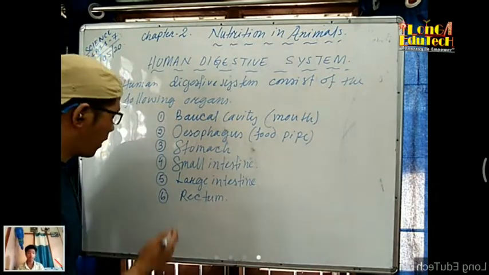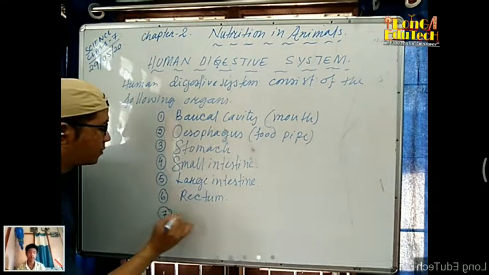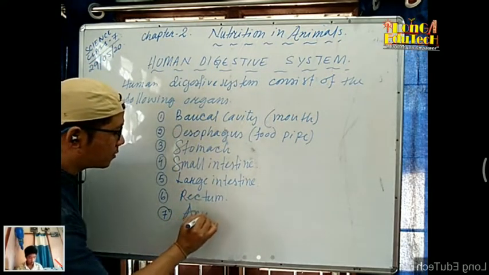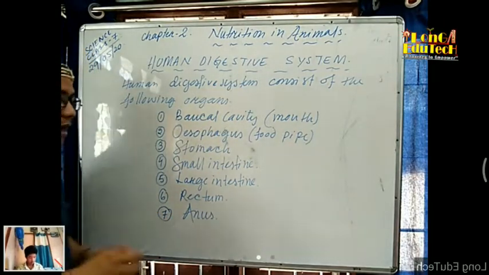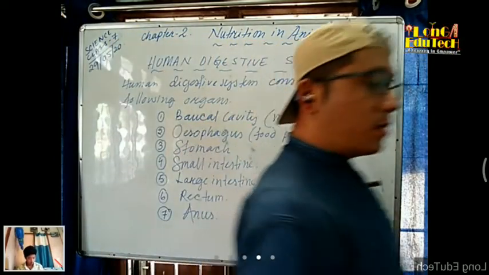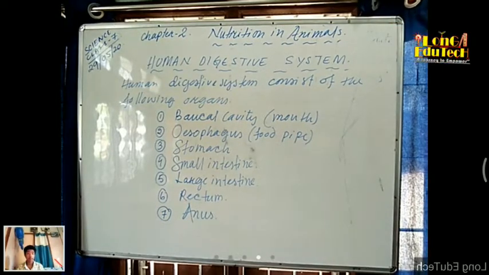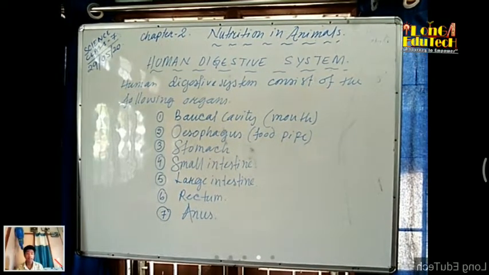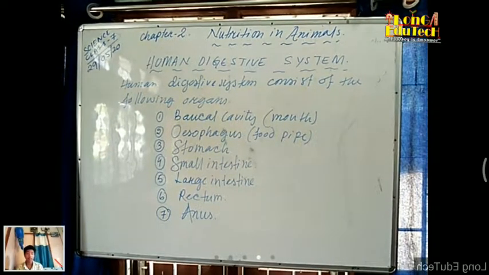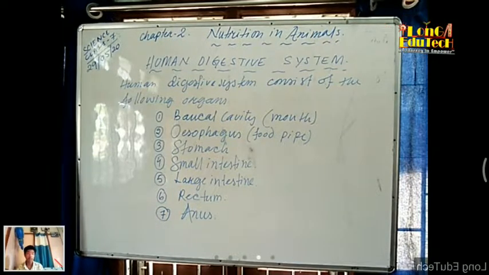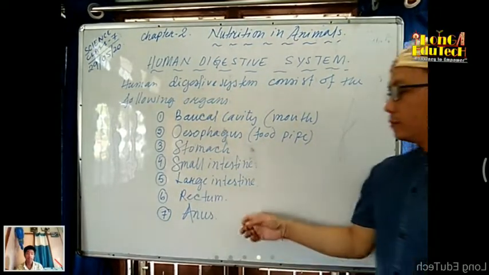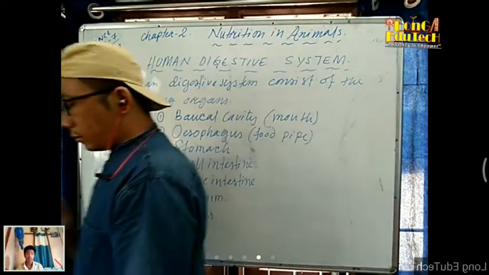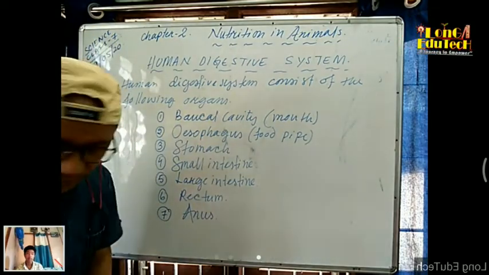So the rectum is a place where the undigested food in the form of stool is stored. And number 7 is the anus. These are the organs of the human digestive system.